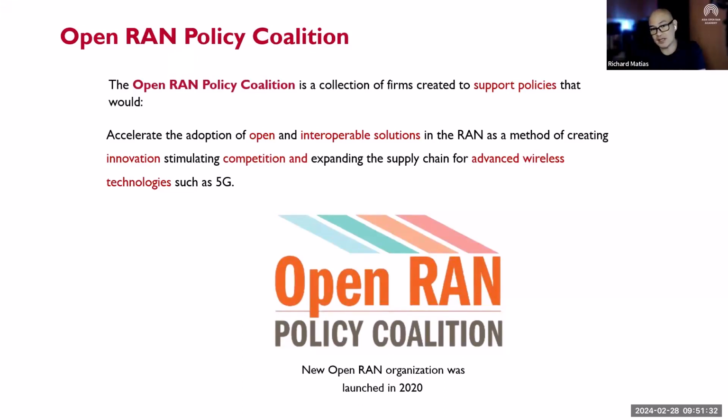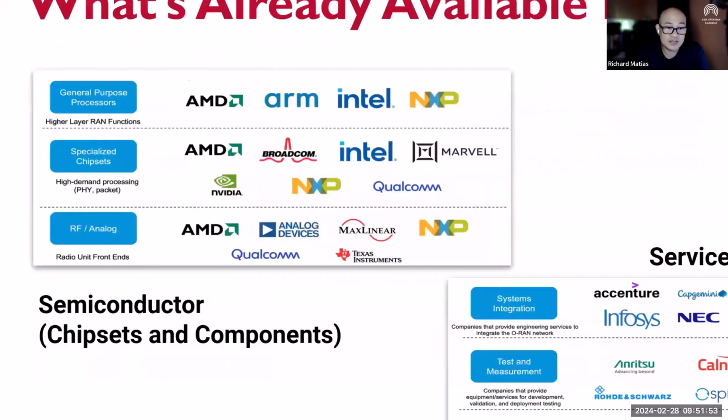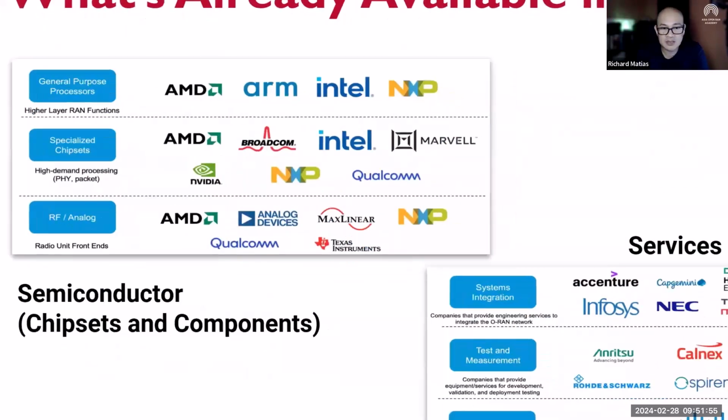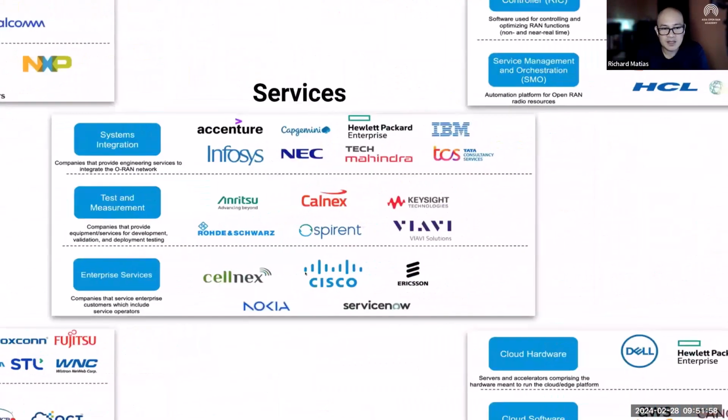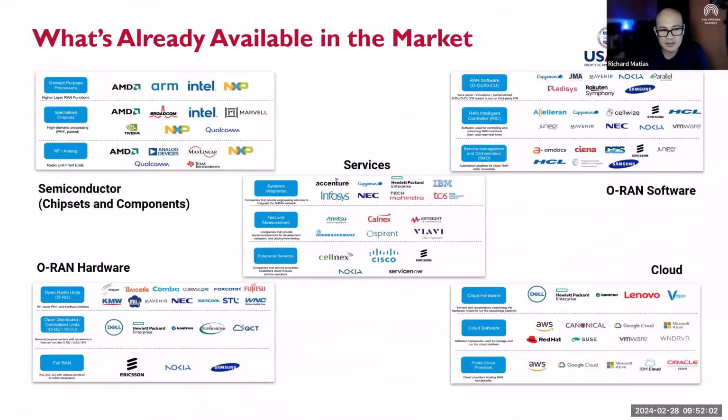So there are a lot of entities supporting Open RAN, no? Including, if you will see, the market of Open RAN. There is already a semiconductor market, so chipsets and components, the services, the software, the cloud, and the hardware. And then you will see familiar logos or familiar companies that start to get involved in the Open RAN ecosystem. Could be software, hardware, or even chipsets, or even the cloud.